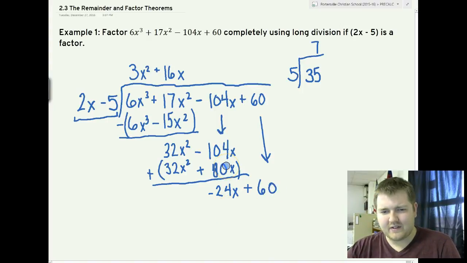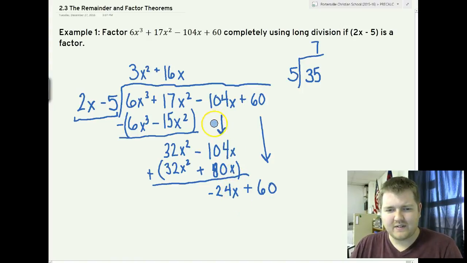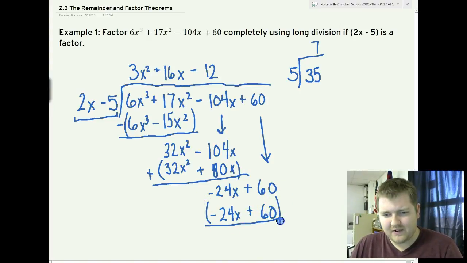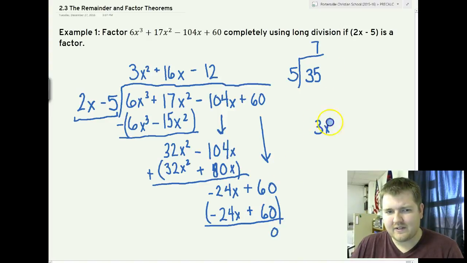I'm left with negative 24x plus 60. The 2x goes into negative 24x negative 12 times. So negative 12 times 2x is negative 24x, and negative 12 times negative 5 is positive 60. And lo and behold, when I subtract those two binomials, I get 0, so I have no remainder, which means my answer is 3x squared plus 16x minus 12 for my second factor.